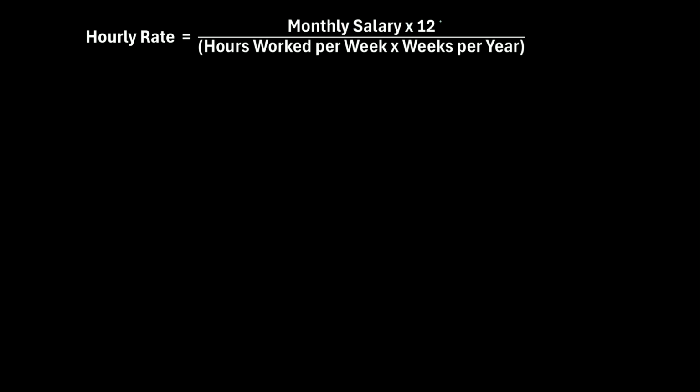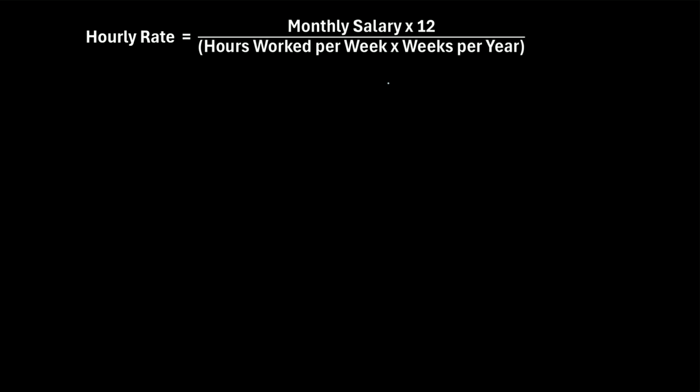Now, the reason that we multiply your monthly salary by 12 in this formula is because there are 12 months in a year. So this tells us what your yearly salary is. And once we know your yearly salary, then we simply divide by the total number of hours you worked in a year to get your hourly rate. And the total number of hours you worked in a year is just the hours worked per week times the weeks per year. So this value in the denominator.